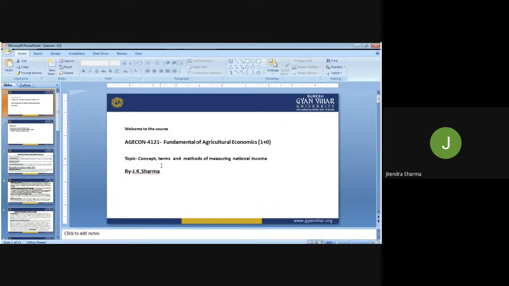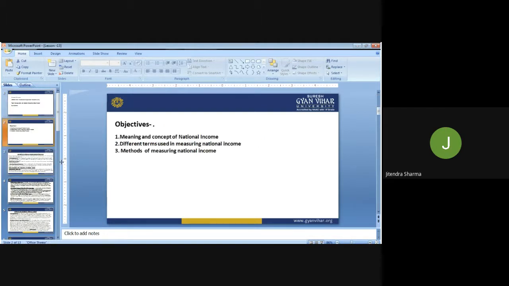So once again, I'll start this discussion which I had started for discussing national income. The learning objectives I have already discussed: after the discussion we'll have a better understanding about the meaning and concept of national income. Then what are the different terms used to measure national income. Then the methods of measuring national income. So these are the learning outcomes after the completion of this lecture.